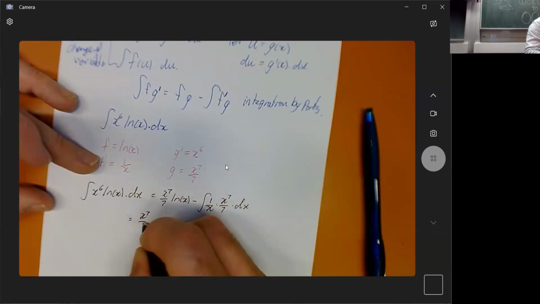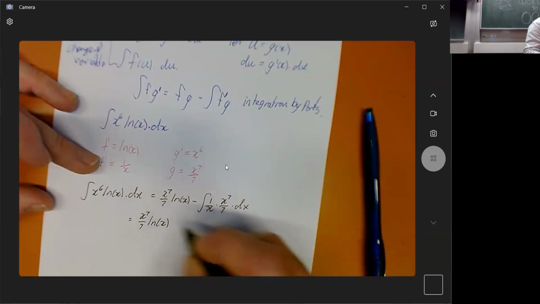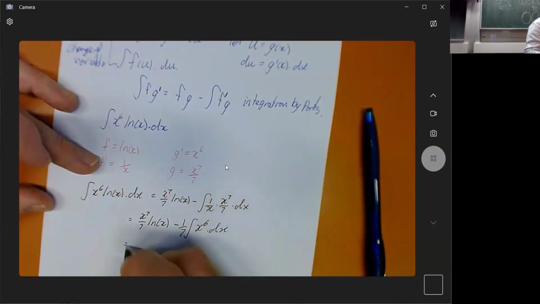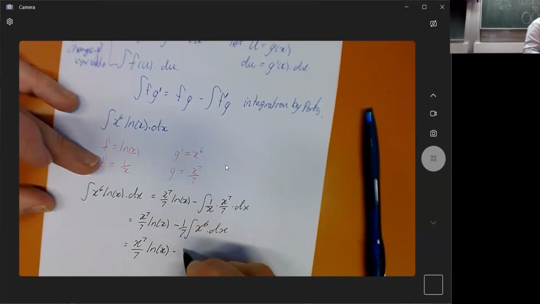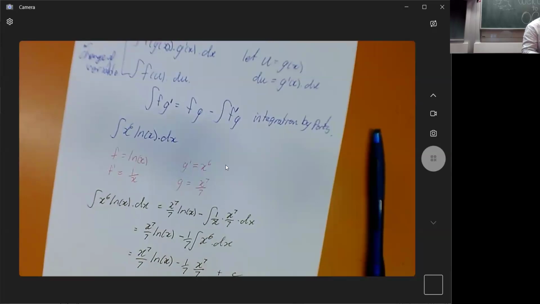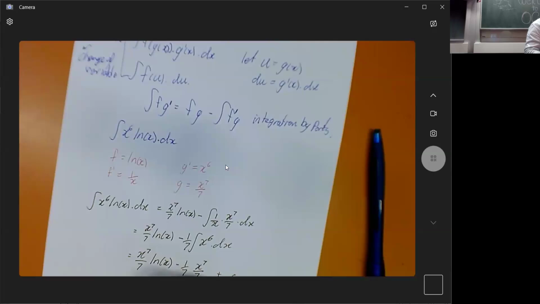First thing I'm going to do is simplify that expression. There's a divide by 7 that I'm going to put out the front. And this x is going to cancel with one of these, and this is going to be x to the 6 with respect to x. And so I'm going to get x to the 7 on 7 ln of x minus 1 on 7. This is going to be add 1 to the power, divide by the new power. Remember to add a constant of integration. So I have got, you know what, this and this is the same thing. I'm actually going to factorize this: x to the 7 on 7, and this is going to be ln of x, and this is going to be minus 1 on 7.